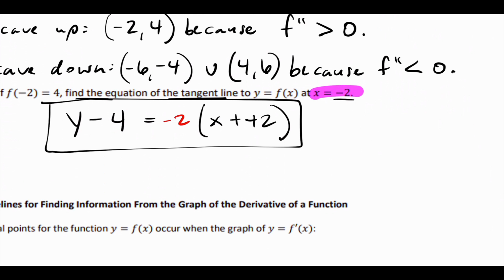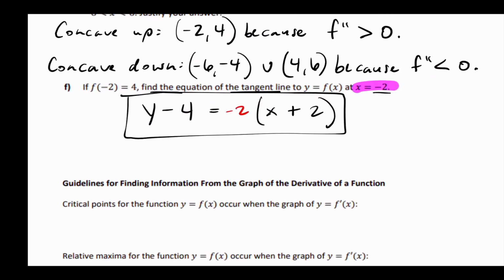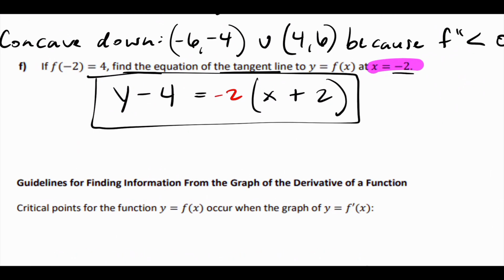You're done. It doesn't say it needs to be in a specific form because it's a free response question. It doesn't say anything, so we leave it in point slope. You can change it to one of the other 2 forms, but it doesn't say you need to, so I'm done. Okay? Those are the questions they will ask you.